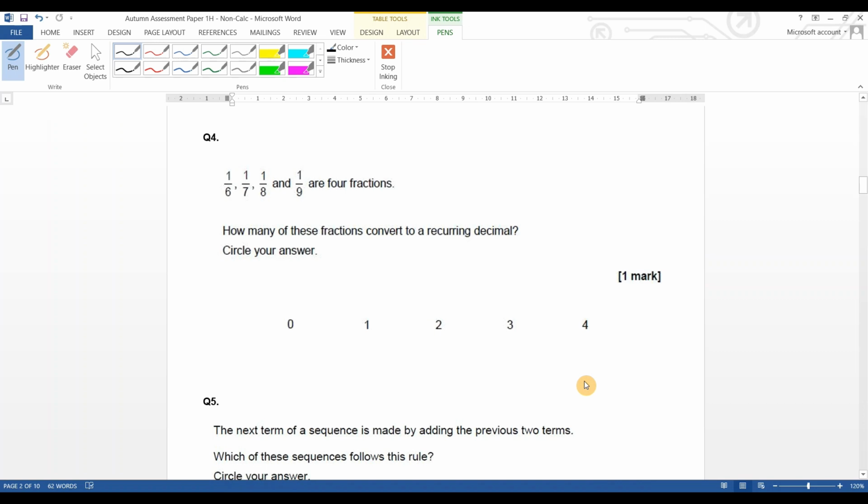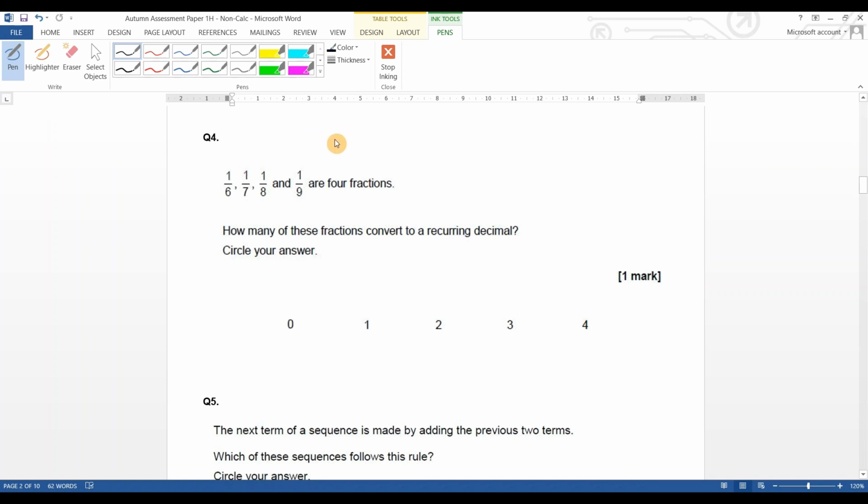Question 4. 1/6, 1/7, 1/8, and 1/9 are 4 fractions. How many of these fractions convert to a recurring decimal? Circle your answer. Right, so, well, you should know 1/6. Pretty sure 1/6 does. Let's just check it out. So in order to check whether they are a recurring decimal, you're going to have to work them out on the side, and you do literally what it says, 1 divided by 6. So 1/6. Let's do it up here.